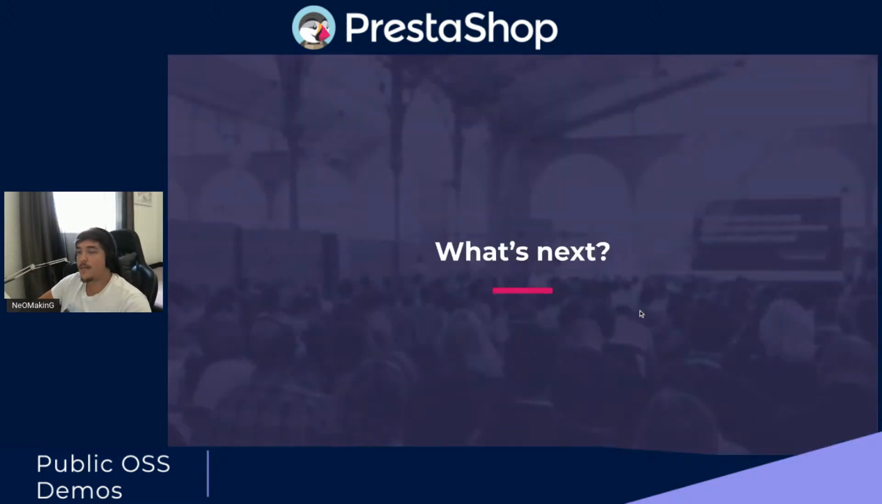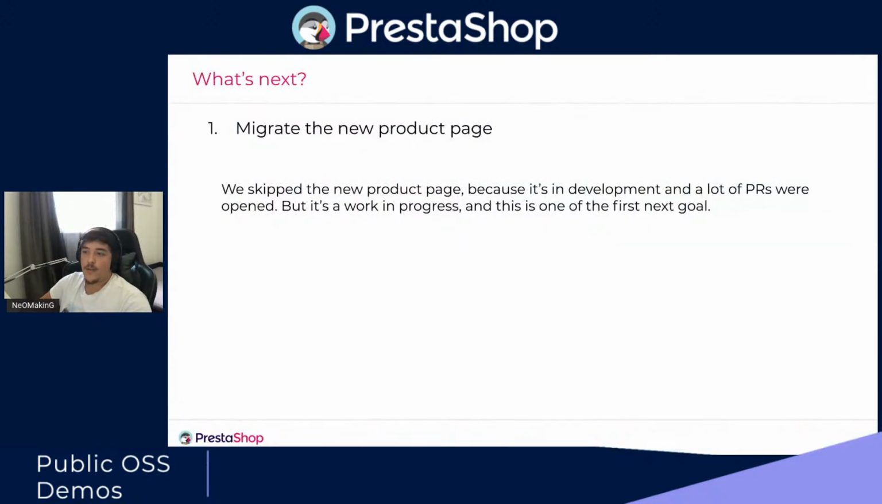So now that we have TypeScript in the project, what's next? The first work we have to do is to integrate the new product page into TypeScript. Why did I skip this page? It's that this page is currently in development. It's a pretty big page, so it was the last thing I wanted to do, in order to let the page be developed without any problems. So now it's a work in progress. I'm still working on it right now.